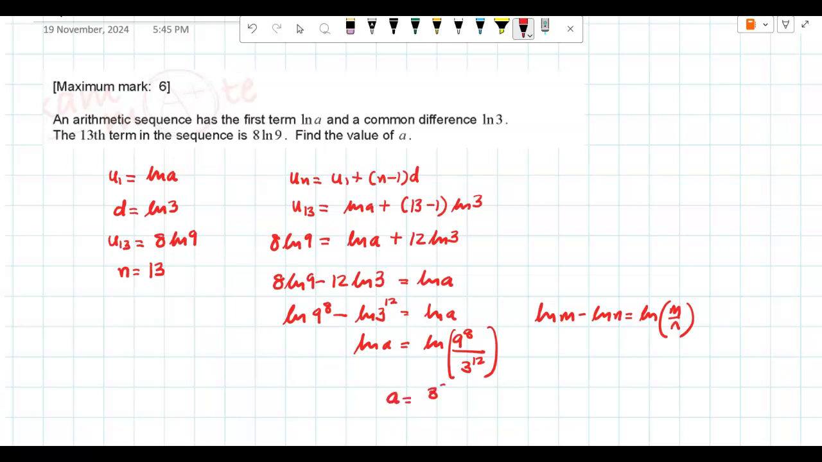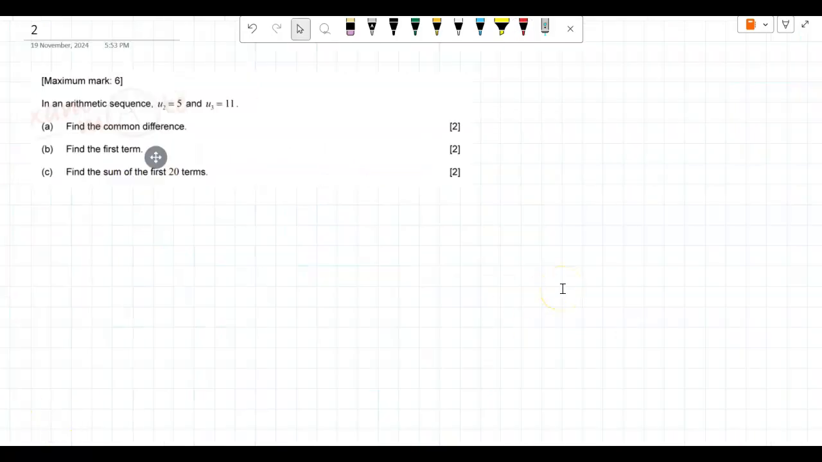So 9 is nothing but 3 squared, correct? So 3 squared raised to 8, over 3 raised to 12. 8 times 2 is 16, minus 12, so 3 raised to 4. So how much is 3 raised to 4? 81.